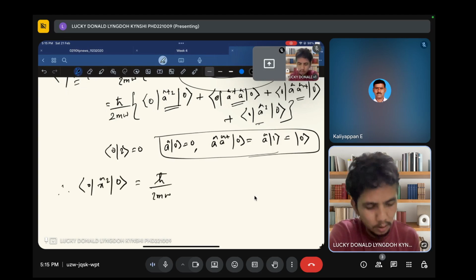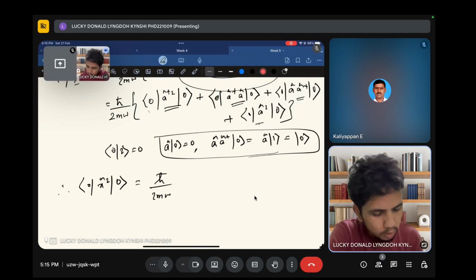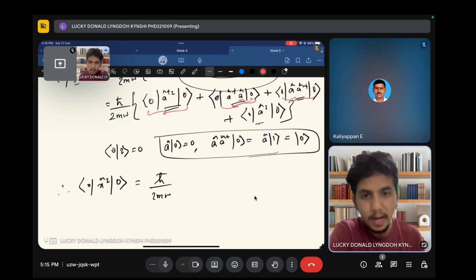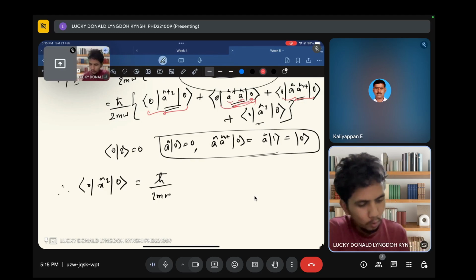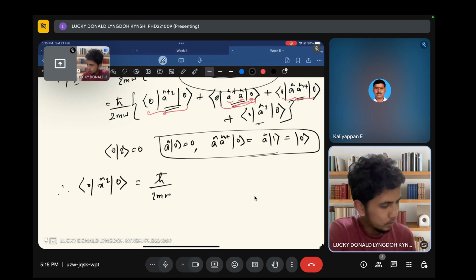How do you do these problems? You just need to operate this one. Use the above formula. Okay, a cap dagger. This one also do the same thing. In this case, what you need to operate is that you first operate a cap on the state 0, then after that you operate a cap dagger again on whatever state you get. Okay, so this is pretty straightforward, and then the first term will go to 0.